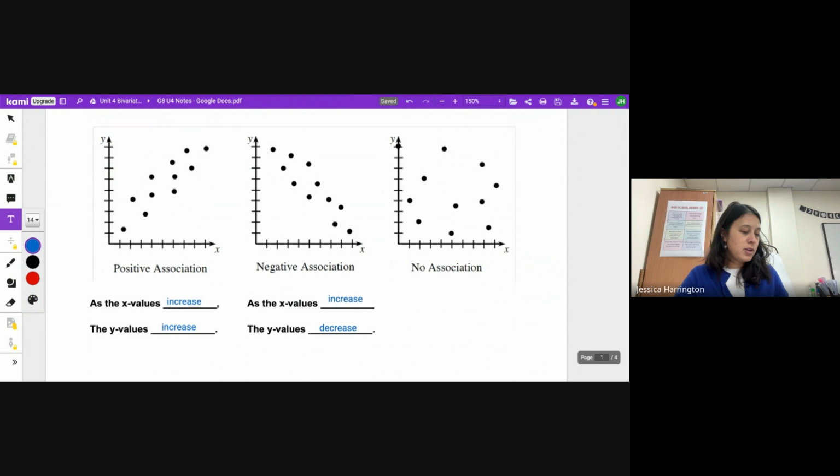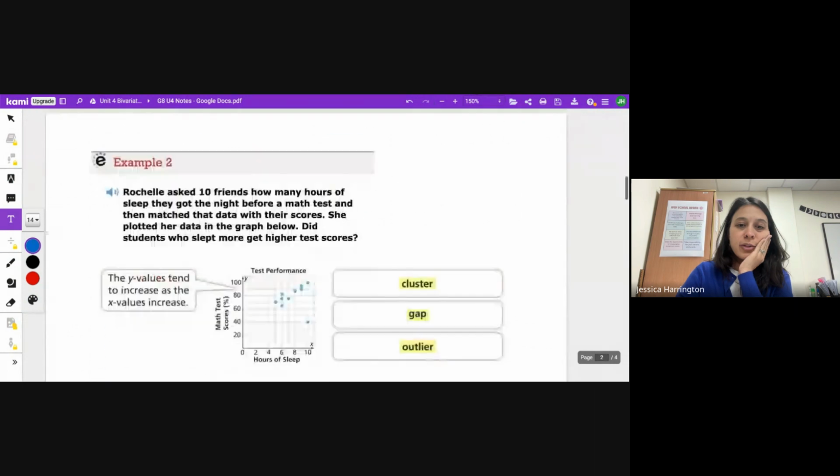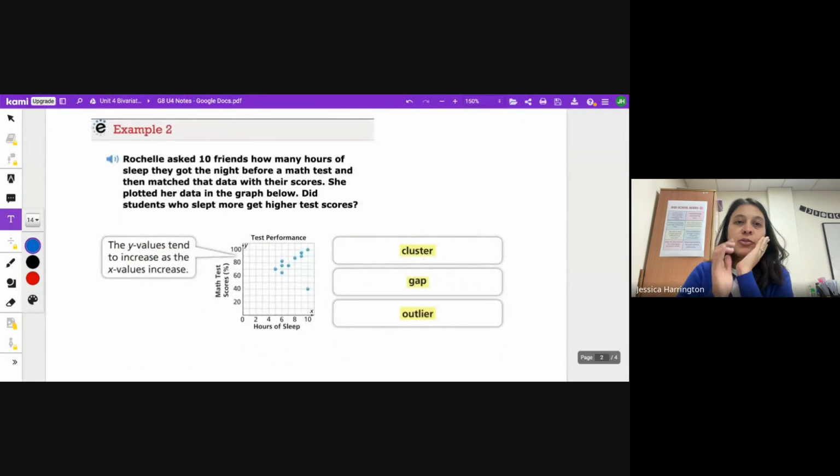So we're going to do 2 more scatter plots, but I think they're already plotted for us, so it won't take so long. Right, so we're on to page 2. Example 2. Rochelle asked 10 friends how many hours of sleep they got the night before a math test, and then matched that data with their scores. She plotted her data in the graph below.